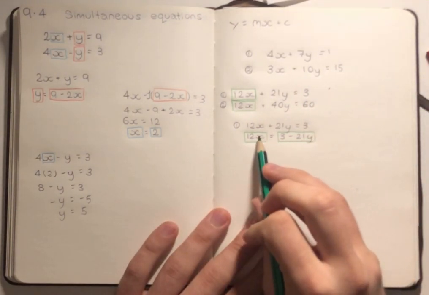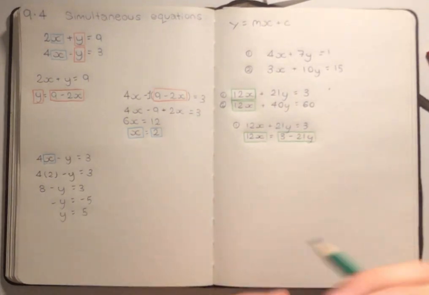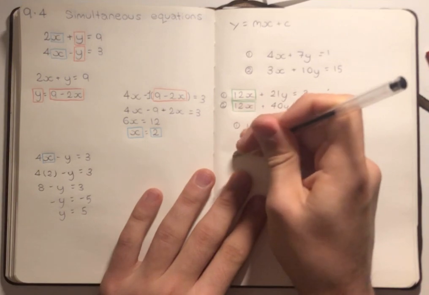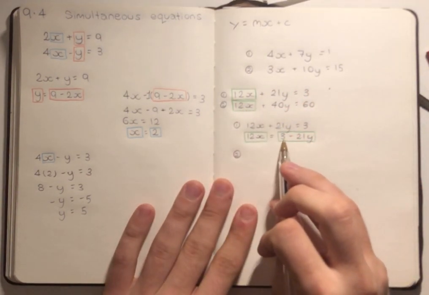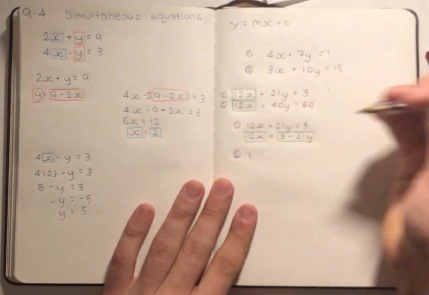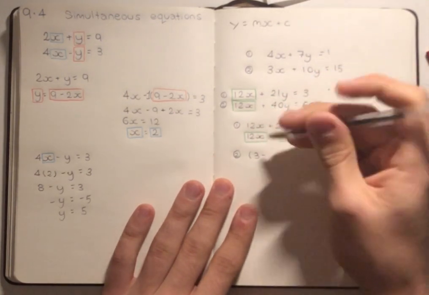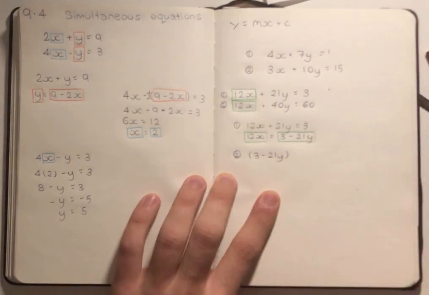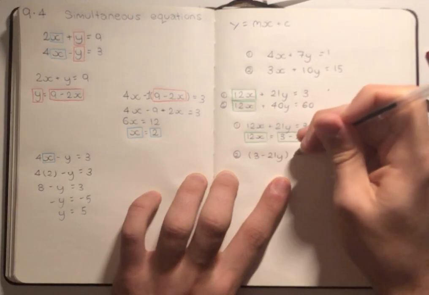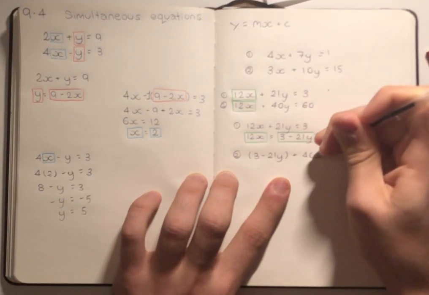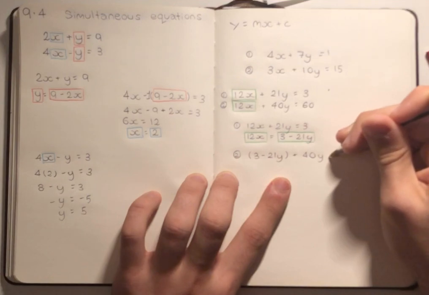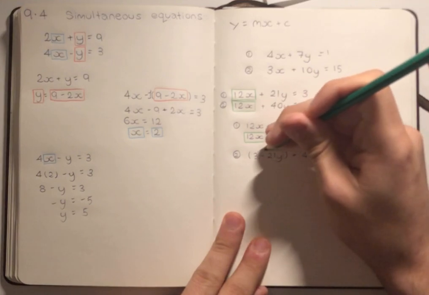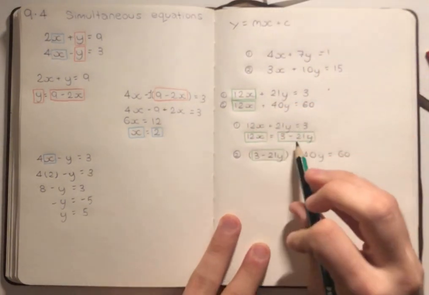Now, everything in these green boxes is the same thing, so we can interchange them. So let's take equation 2 this time. And instead of 12x, we're going to write 3 minus 21y. And of course, I'm going to do it in brackets. Here it isn't necessary, but brackets are always a good habit to get into with simultaneous equations. Now we can draw this. It is the same thing.